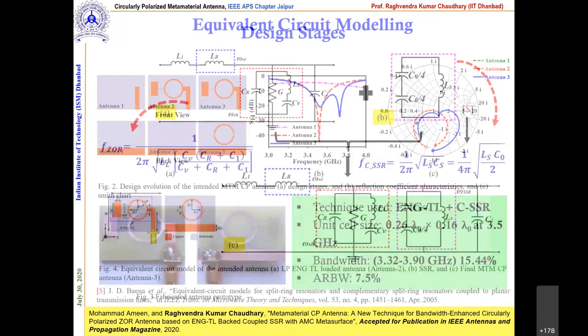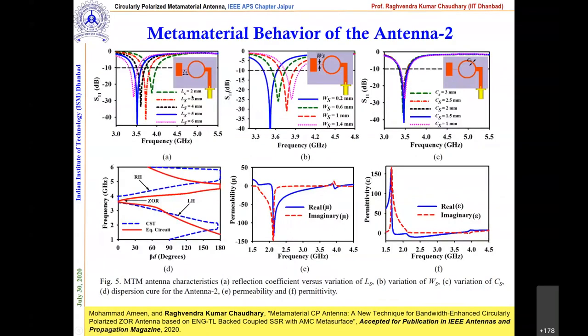Now here, if you see, these are some of the validations we did. LS is actually LL, correct? And this is an open-ended structure. So that is why, by changing the LS, the ZOR frequency is changing, correct? Particularly, if you change the width of CS, there is no change. This is the beauty of this CRLH transmission line: when you have the open structure, only the shunt parameter will be responsible for changing the regime, the others will not change, correct? This is one of the things. So this is a theoretical proof also, I would say.